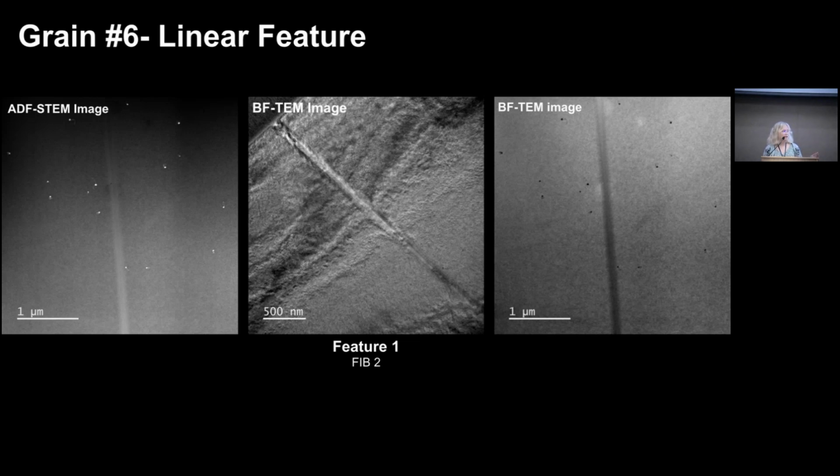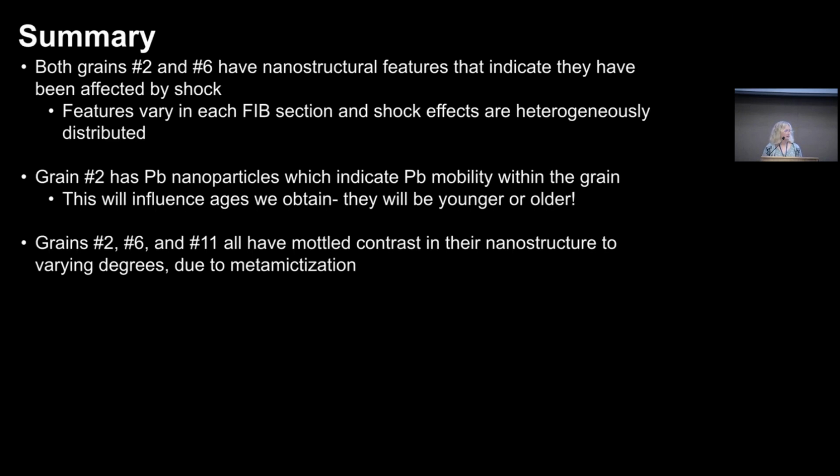For grain number 11, I did briefly mention it, but we did not find any nanostructural features other than that mottled contrast. So unfortunately I don't have any other pictures to show you for that grain. So just to summarize and wrap up, both grains number 2 and 6 have nanostructural features that are indicative of shock. However, the shock effects seem to be distributed heterogeneously throughout each FIB section. And because these features vary not only between FIB sections in the grain, but between grains, we need to just understand what shock pressures they did feel and exactly how much it may have disturbed the grain.